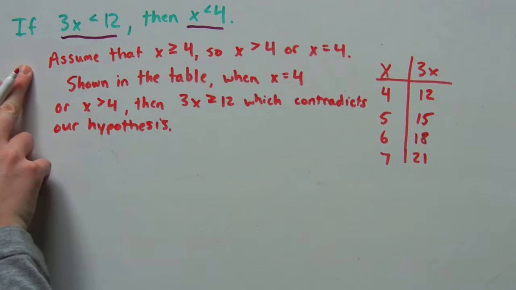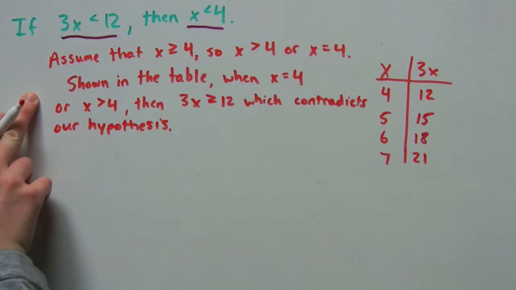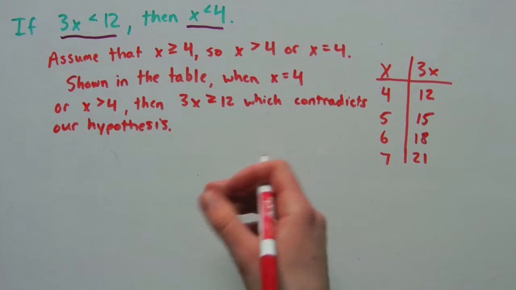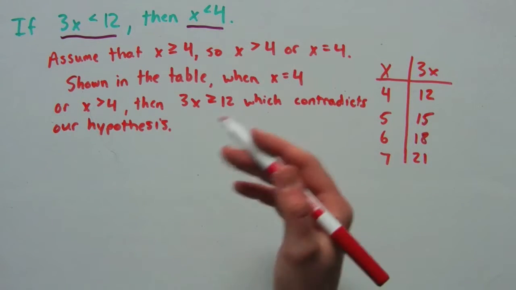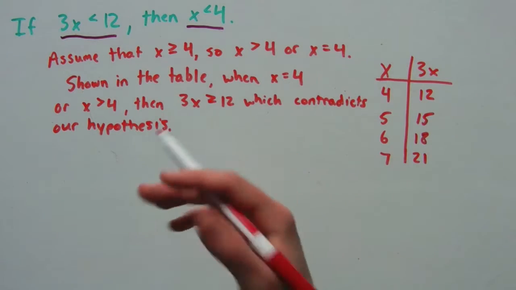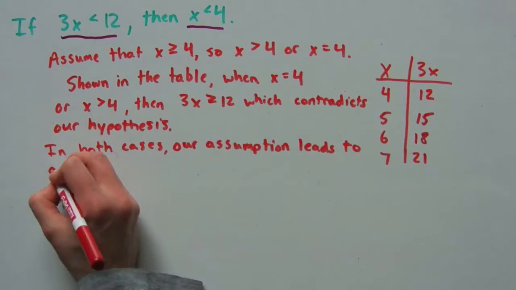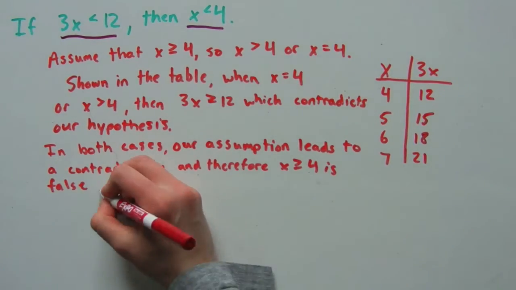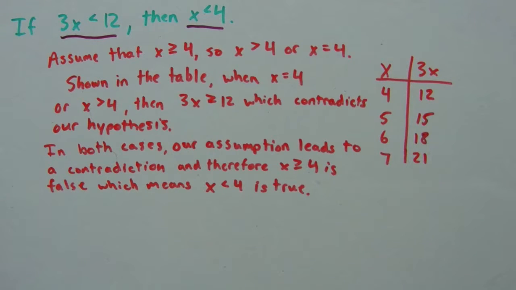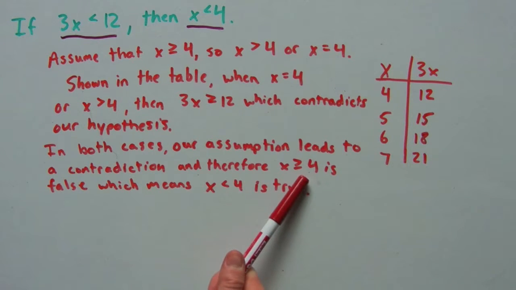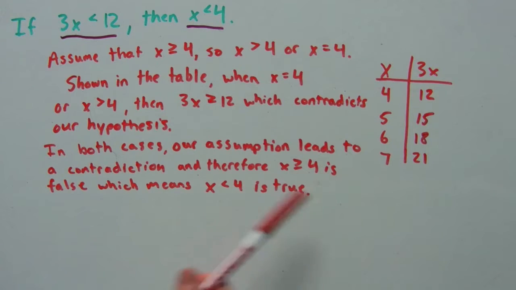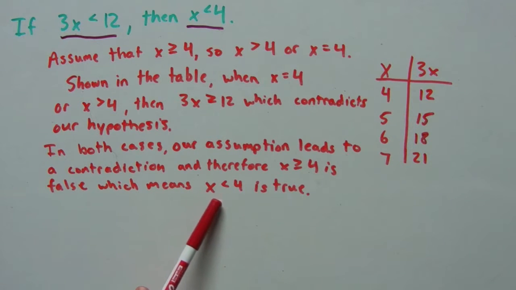So step 1, assuming the conclusion was false. Step 2, showing that that false conclusion contradicts with either hypothesis or fact. Now, step 3, we're going to conclude that the original must be true. So in both cases, our assumption leads to a contradiction, and therefore, x is less than 4. Our assumed conclusion is false, which means our original x is less than 4 conclusion is true.